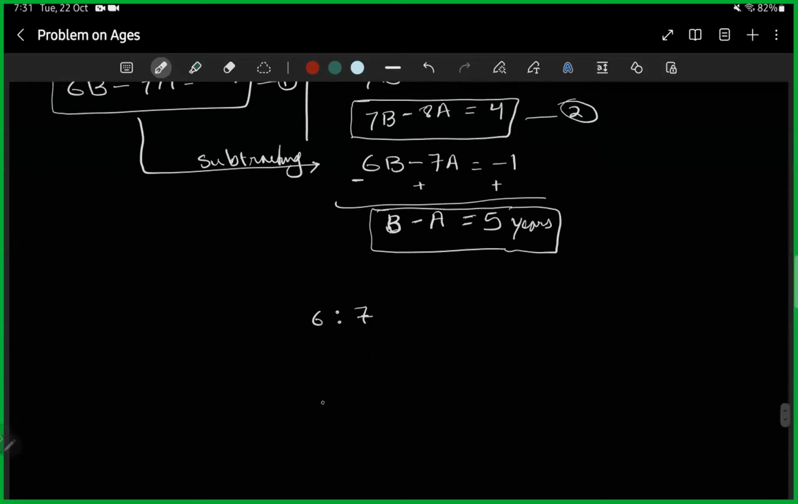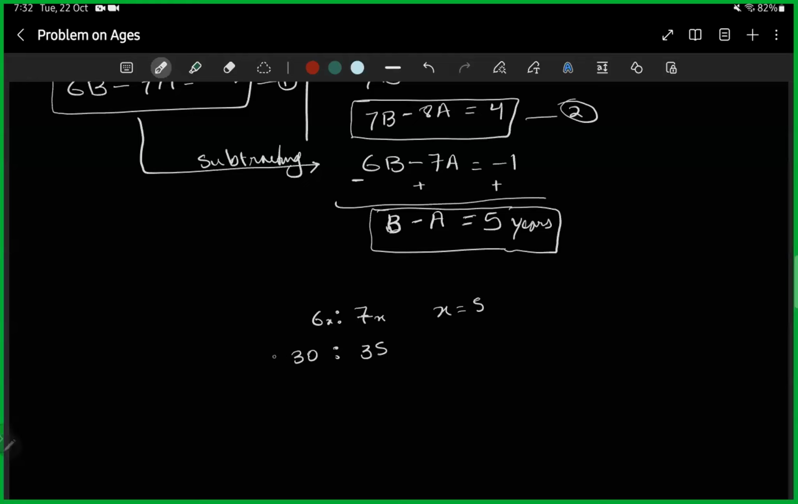Okay, let's just assume a number. I'm going to straight away do it with the correct number, but you can try different numbers if you don't know how to do it by the first method. So taking the value of x as 5, this becomes 6 times 5 is 30, and 7 times 5 is 35.